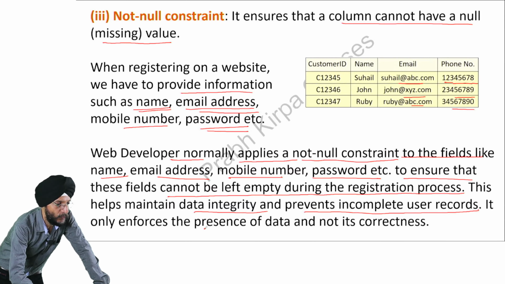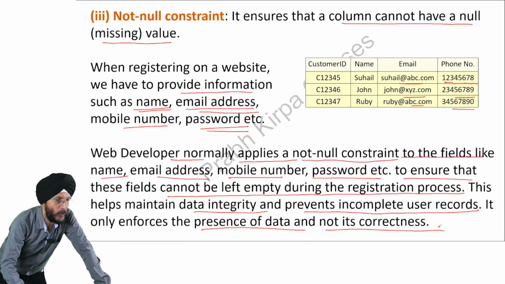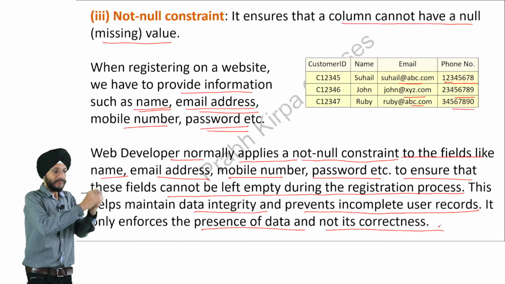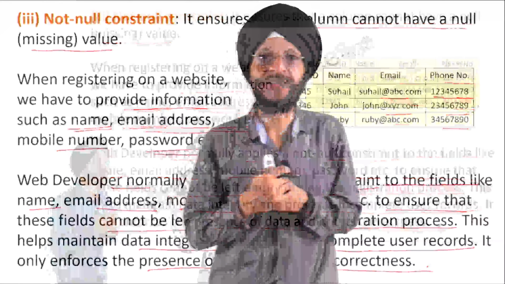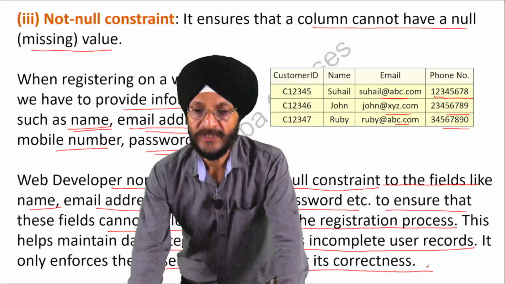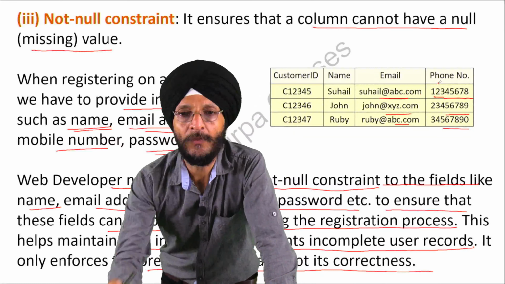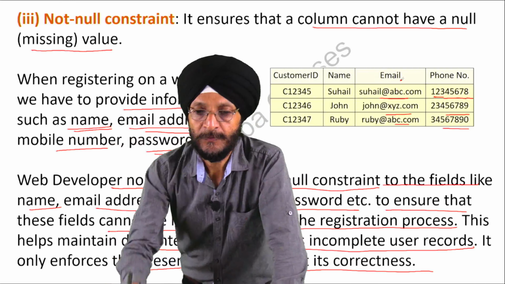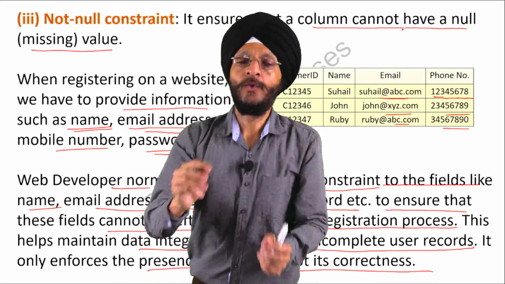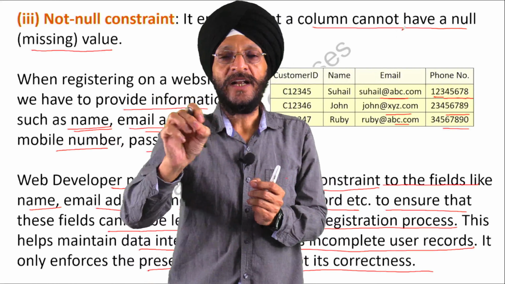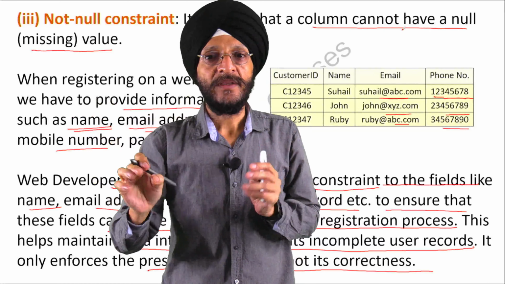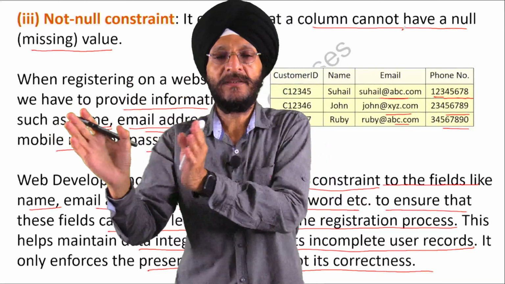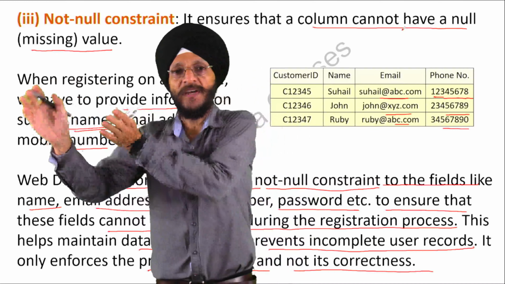It only enforces the presence of data and not its correctness. It is an important point. Suppose while filling the email address, abc.com is a valid name, just like gmail.com, it is valid. Suppose in case of Gmail, you mention in the record @smail.com, it may or may not be possible that any such email address exists, that is @smail.com.